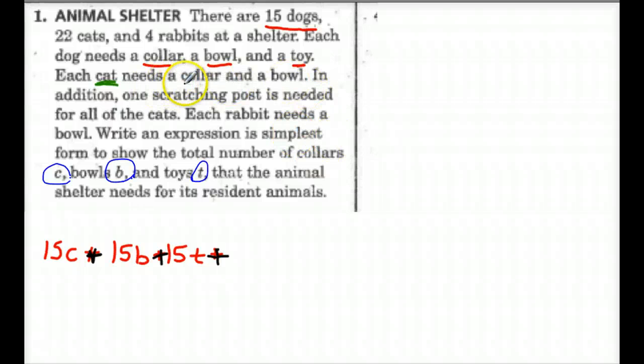It says each cat needs a collar. And remember, there's 22 cats. So we're going to add to that 22 C's plus each cat also needs a bowl. So we're going to add to that 22 B's. It says in addition, 1 scratching post is needed for all of the cats. So we're going to add that at the very end.